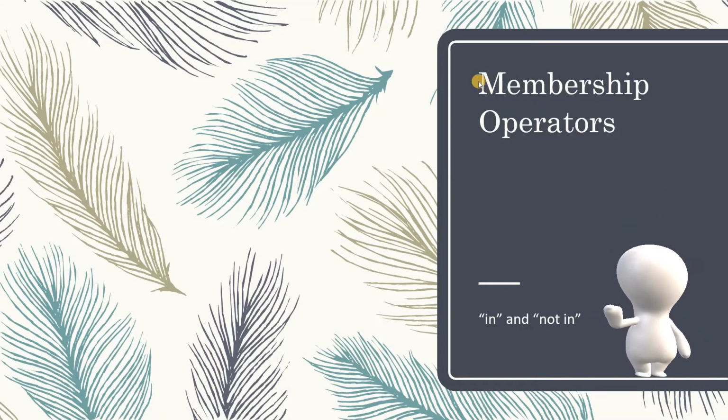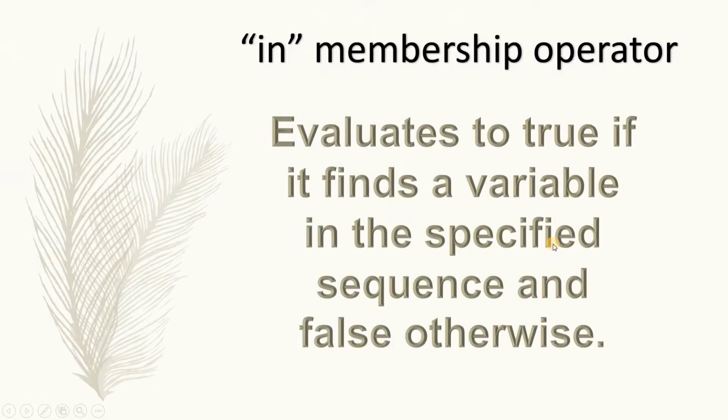In this tutorial, I'm going to see what membership operators are, which are in and not in. Let us first see the theoretical part, like definitions and all. The in membership operator evaluates to true if it finds a variable in the specified sequence and false otherwise.